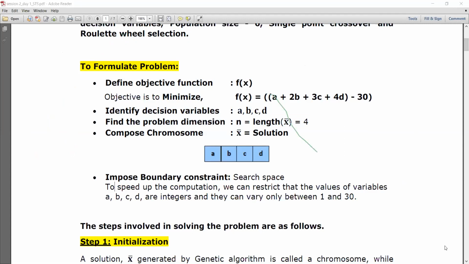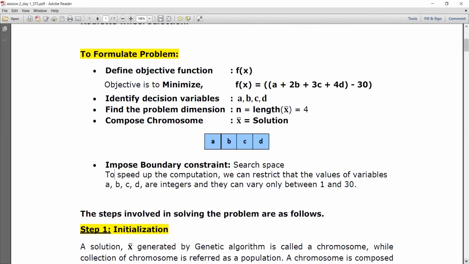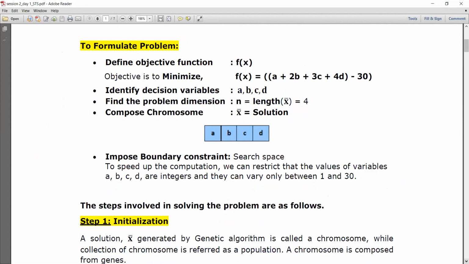Now, as far as the problem formulation is concerned, the first step is to find the goal, that is the objective. Next is to decide the decision variables. So here the decision variables are A, B, C, D. Now what is the size of the decision variables? 4. So the dimension is going to be 4.